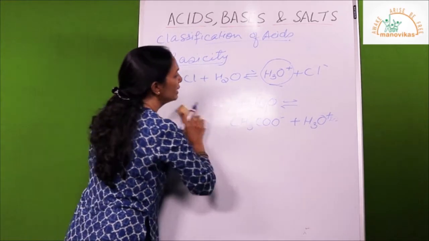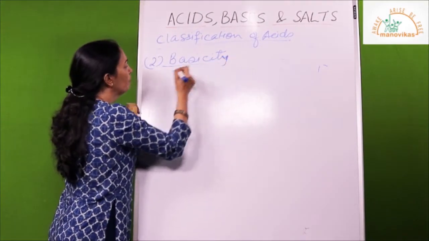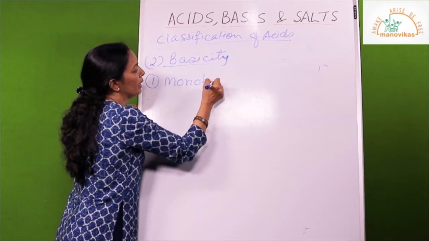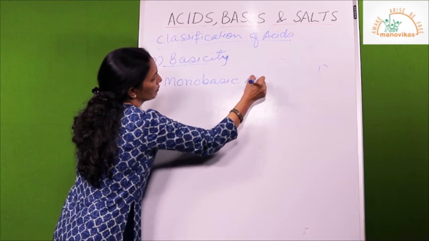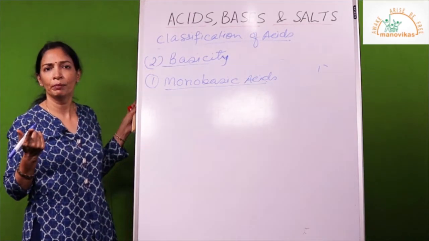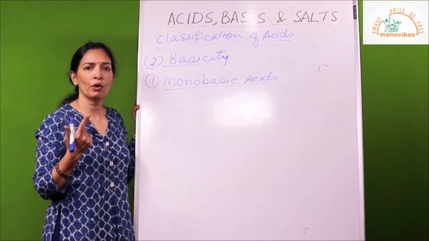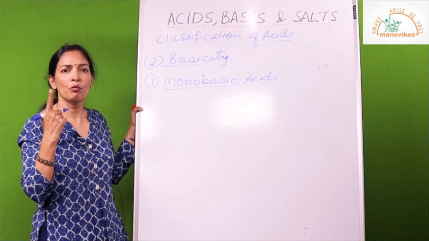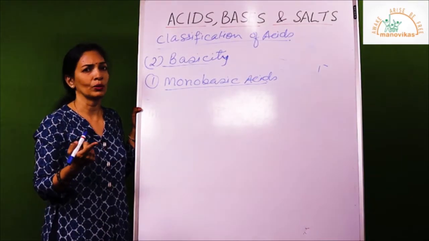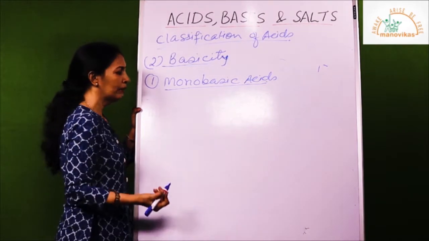Okay. So now we will see how many classes are there on the basis of basicity. So the first class is monobasic acids. Now as the name says, mono means basicity will be 1. So monobasic acids, if one molecule of an acid furnishes one hydronium ion in its aqueous solution, then it is known as monobasic acid. So again HCl, already I gave you example.